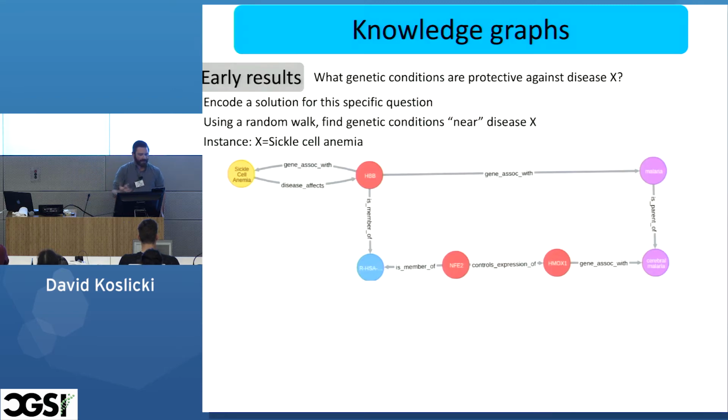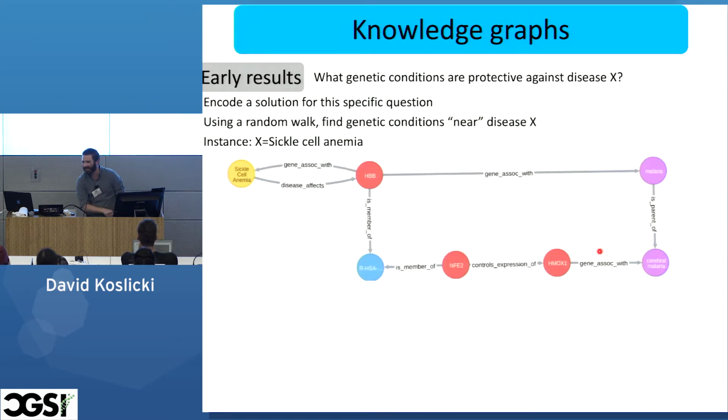And we can actually get that information from our knowledge graph. We see that, for instance, sickle cell anemia is a disease that affects a particular gene, which is a member of a pathway. Another gene is a member of that pathway, which controls the expression of another gene, which is associated with a parent of malaria right here. So you can see that we've hopped through a bunch of different bioentities.